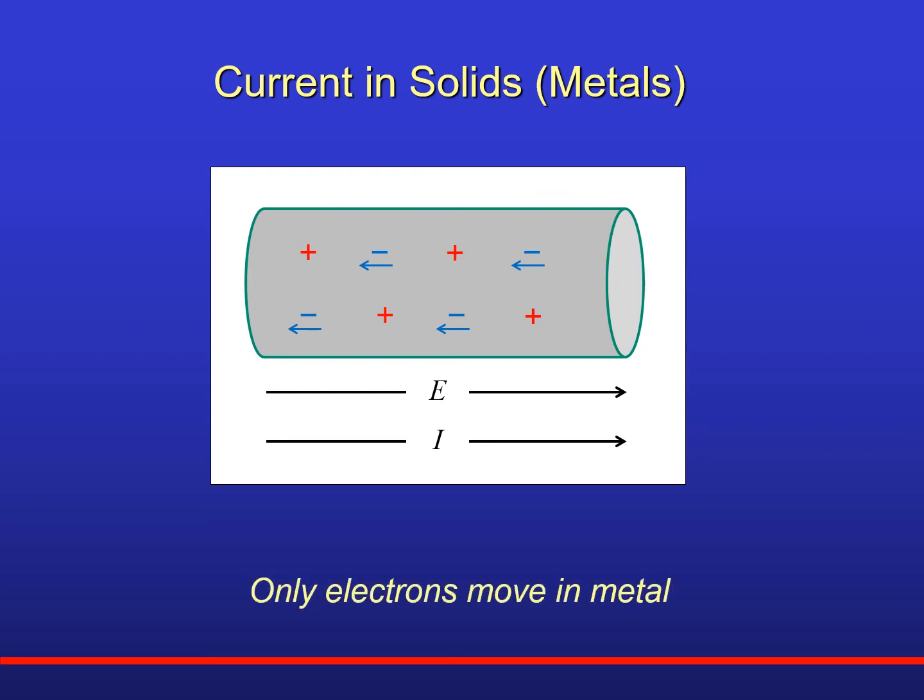Only the electrons move. Now, you can say, well, doesn't the field have a force on the positive? Yes, but they're not free to move. Only the electrons are free to move in the metal.